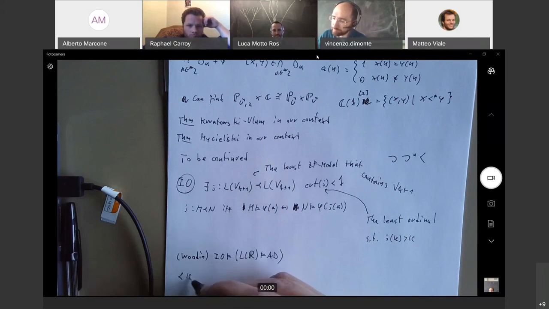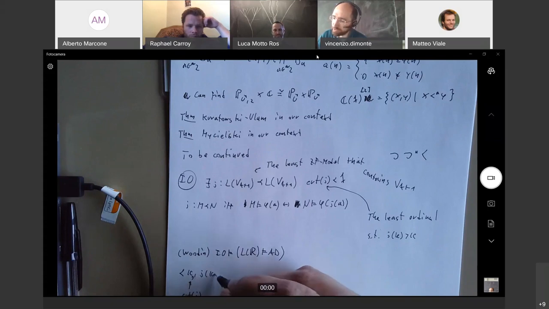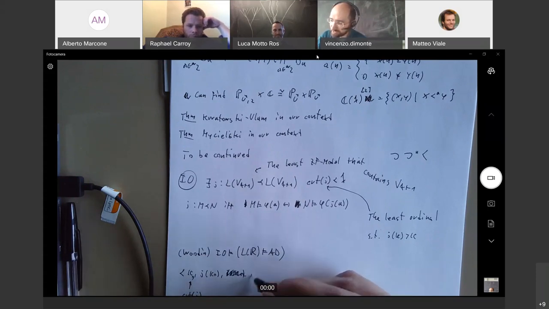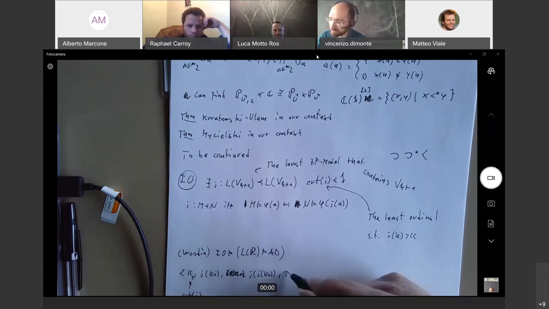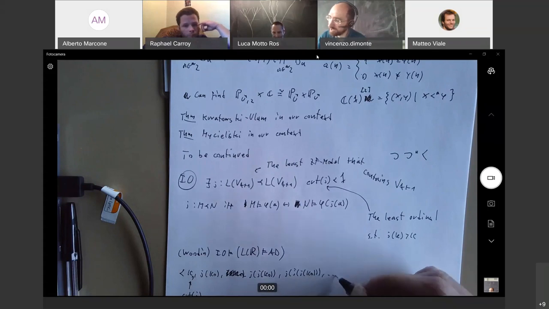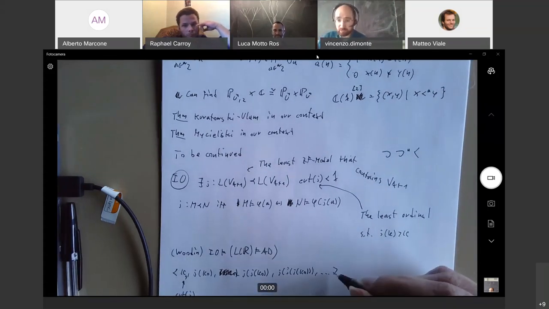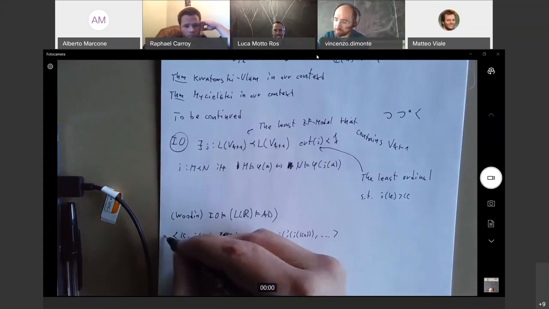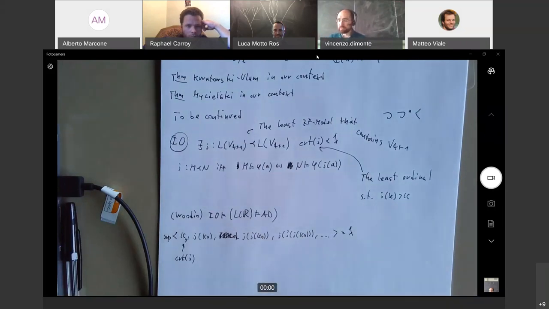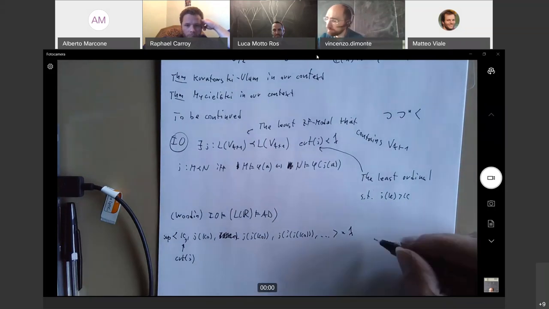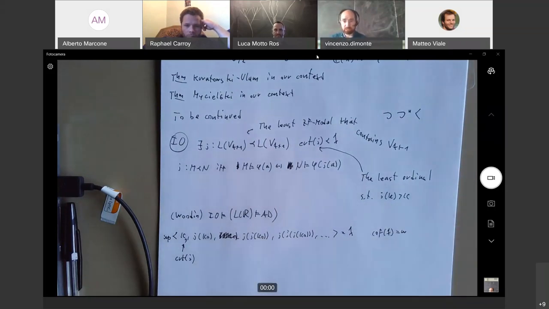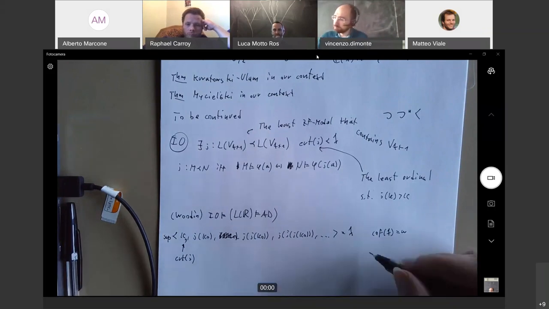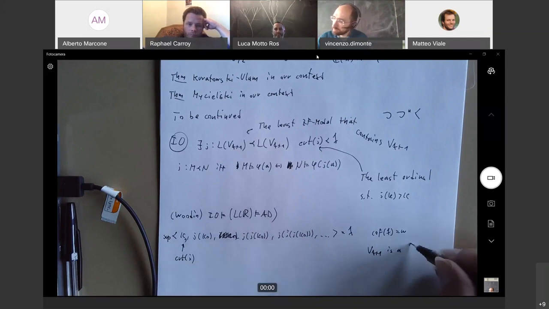So if this is true, think of this sequence. Let kappa_0 be the critical point of J. And take kappa_0, J(kappa_0), J(J(kappa_0)), etc. This is a critical sequence. And by Kunen's theorem, it must be that the supremum of all of this is lambda. So you see, lambda has cofinality omega and it's a limit of huge cardinals, hence a limit of inaccessible cardinals. So this is a lambda-Polish space. So V_{lambda+1} is a lambda-Polish space.